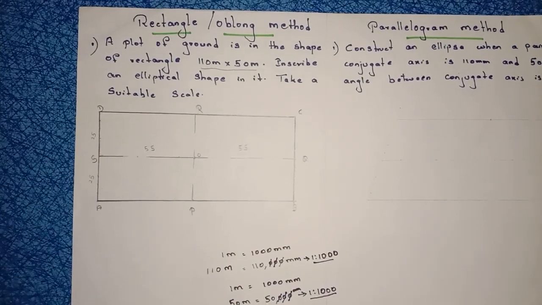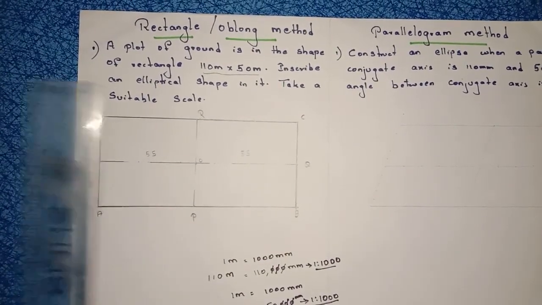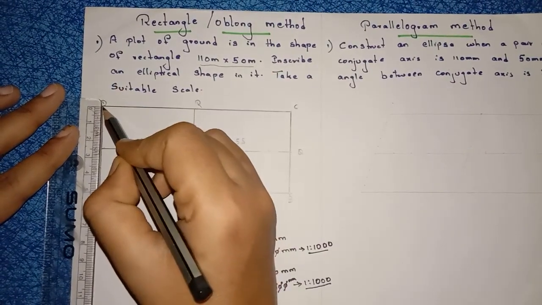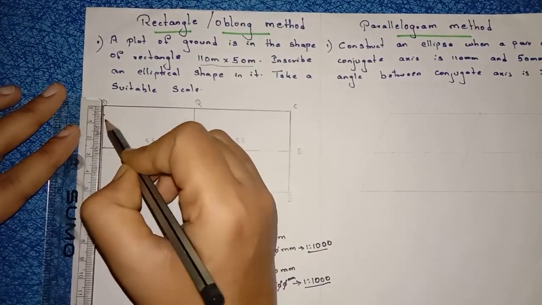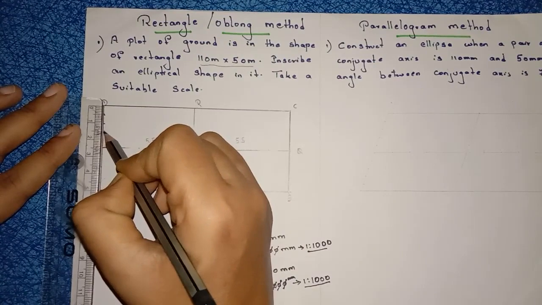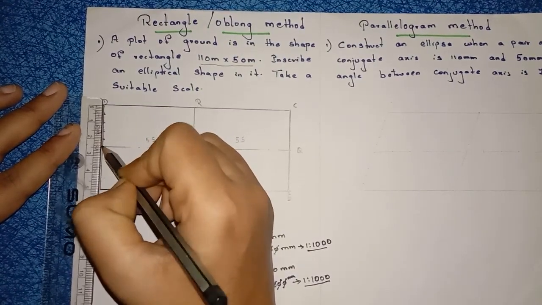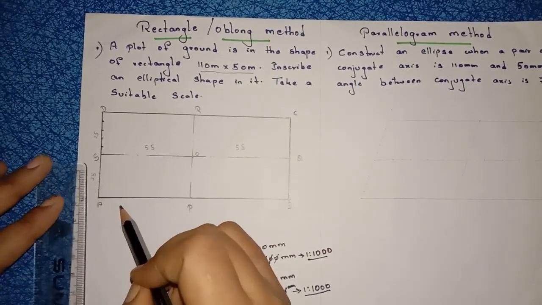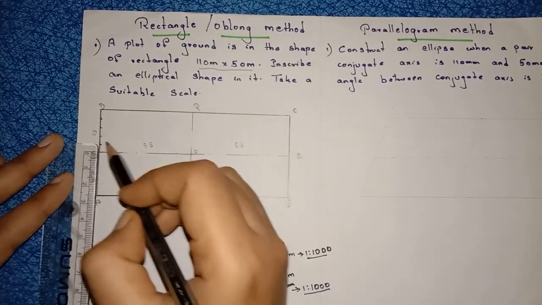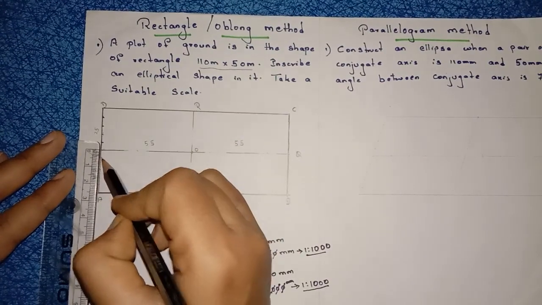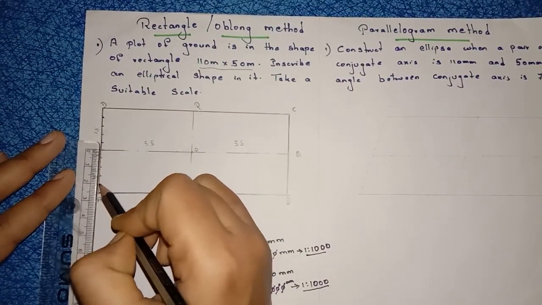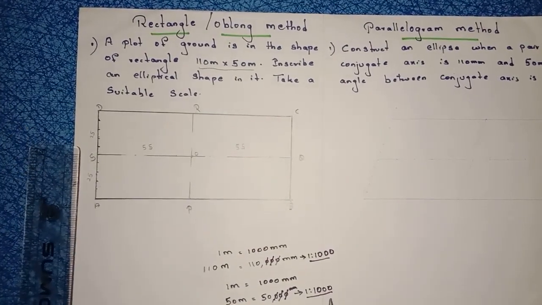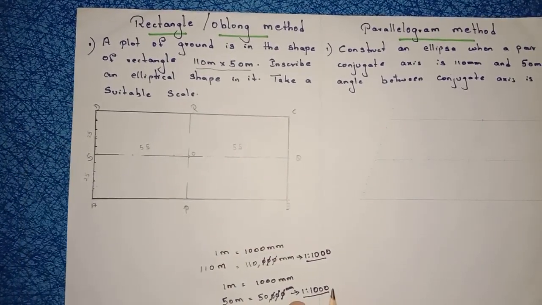25 by 5, 55 by 5. 25 by 5 means each unit is 5 mm. Right, so let us mark here 0, 1, 2, 3, 4 and 5. Each unit is 5 mm. Let us mark here also. This is also 25. Now I am dividing into 5 equal parts. Right, so 0, 1, 2, 3, 4 and 5. 25 by 5, each unit is 5 mm.